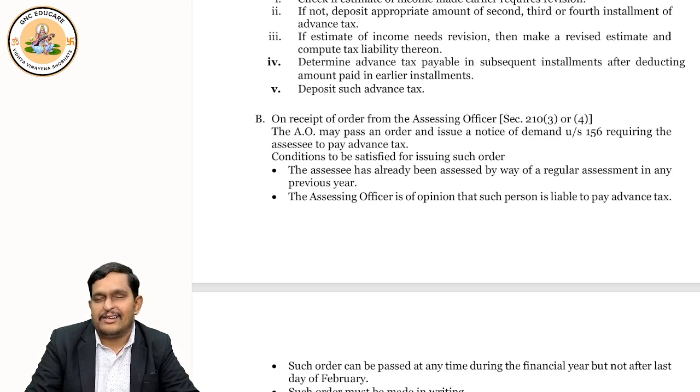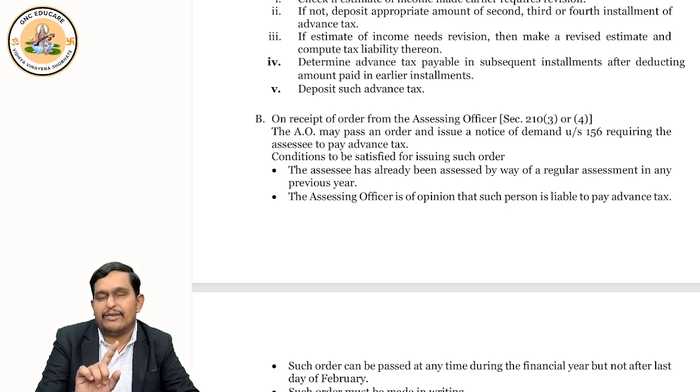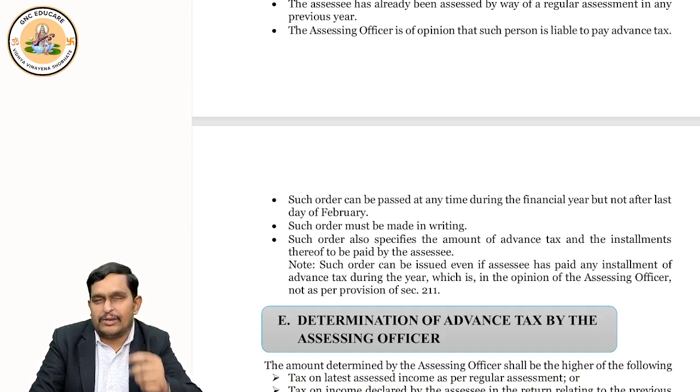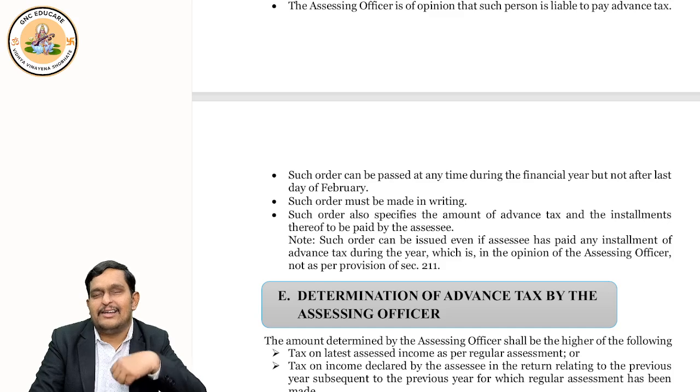If the assessing officer feels there is an advance tax liability which the assessee is supposed to pay, he will compute it and send a notice. Correct? But wait. A notice cannot be sent after the last date of February. The last date of February in our previous year is 28th Feb 2025. So the assessing officer cannot send a notice to the assessee to pay advance tax after February 28, 2025. Neither can the officer send a notice, nor a revised notice.